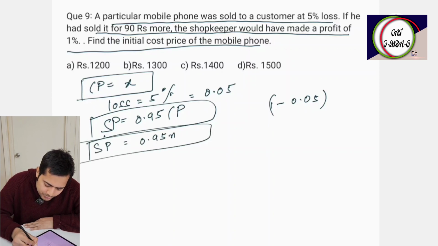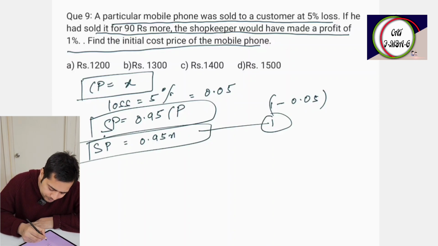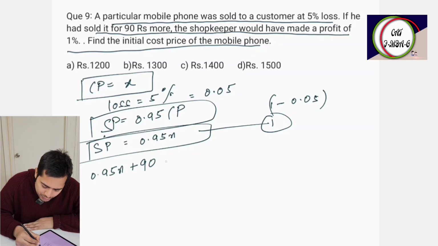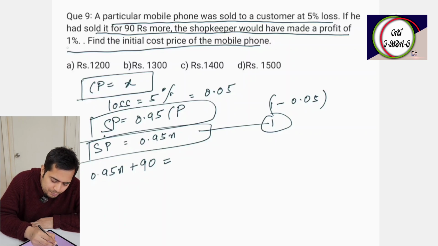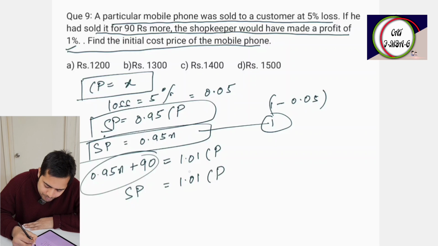Okay. Equation number 1. It is given that had he sold for 90 rupees more, he would have made a profit of 1%. So selling price is equal to 1.01 cost price. Why? Because 1% gain is there.